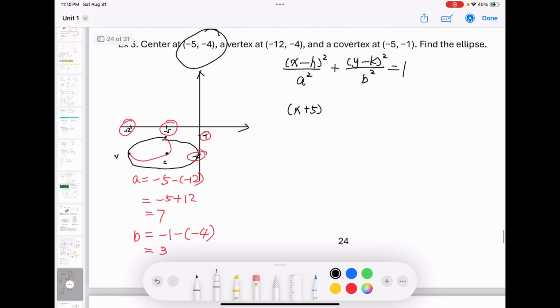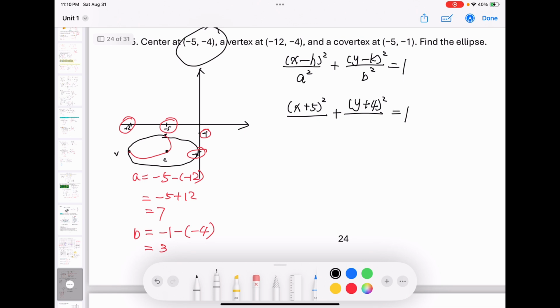All of them squared, plus y minus negative 4 is plus 4 squared is equal to 1. A is 7, so 7 squared is 49. You can also just put 7 squared. The y part, under the y we're having 3 squared, that is 9. You can also say 3 squared.